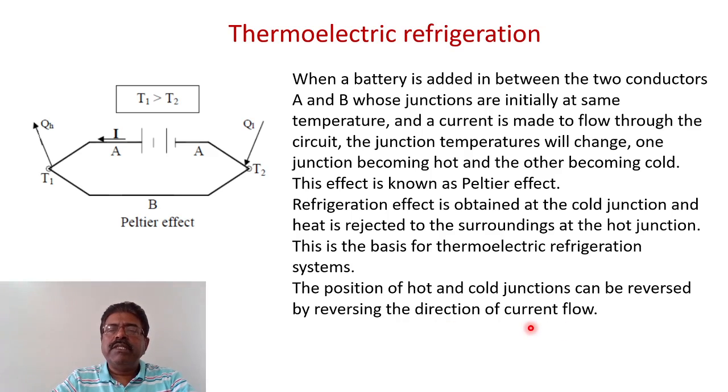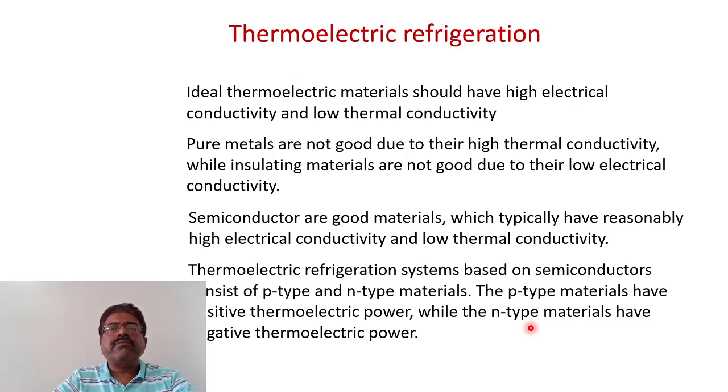Now, what is the basic requirement for the two metals that we select to form the junctions in order to have thermoelectric refrigeration? The first and very important thing is that the ideal thermoelectric material should have high electrical conductivity and low thermal conductivity. These are the two important properties: high electrical conductivity and low thermal conductivity.